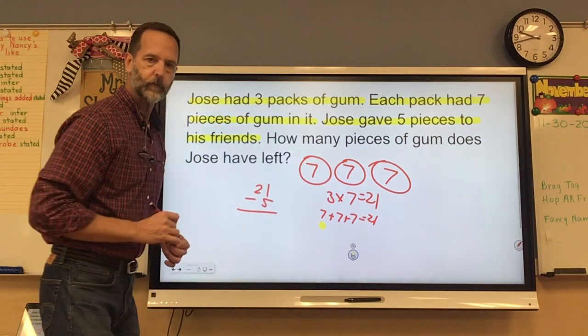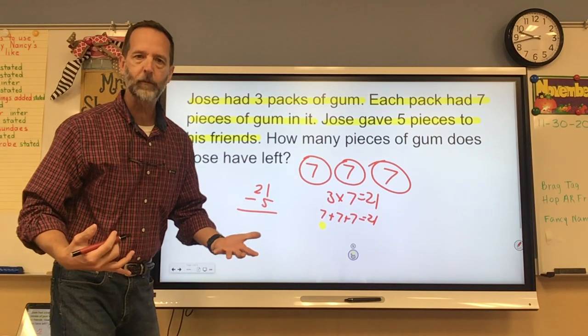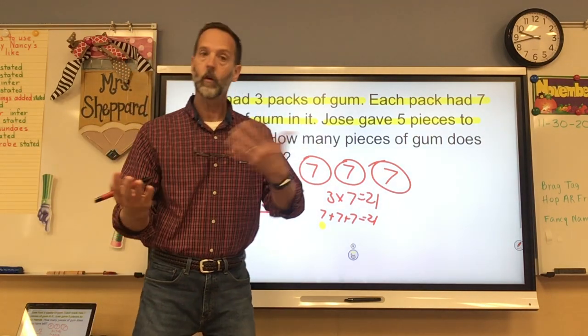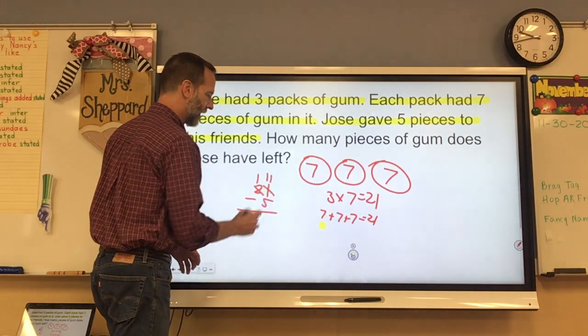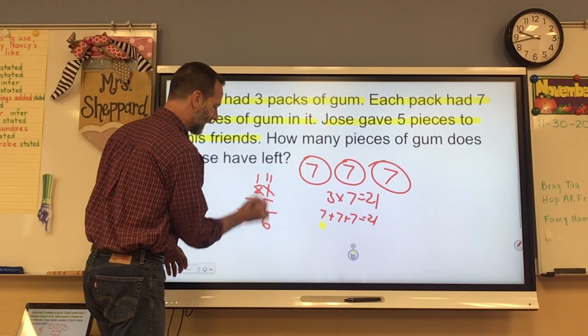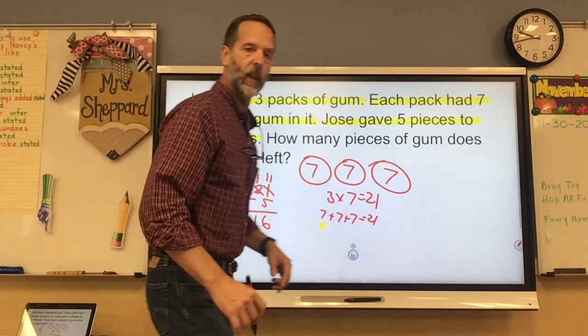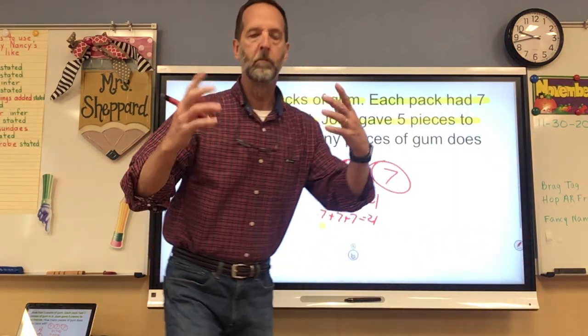All right? I can't do 1 minus 5. You got to go through your steps like you normally would. If you can't subtract, you have to borrow and regroup. Smaller, larger. Smaller here, that's a 1. Larger here, that's 11. 11 minus 5 is 6. 1 comes down. How many pieces of gum does Jose have left? He's got 16 pieces of gum.